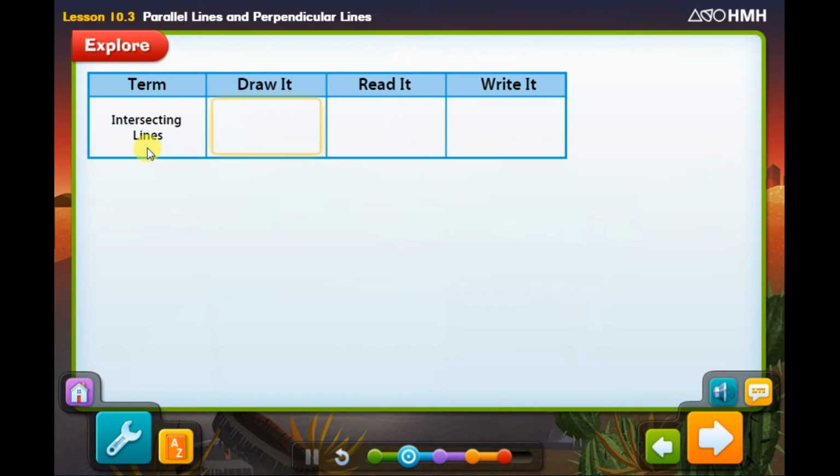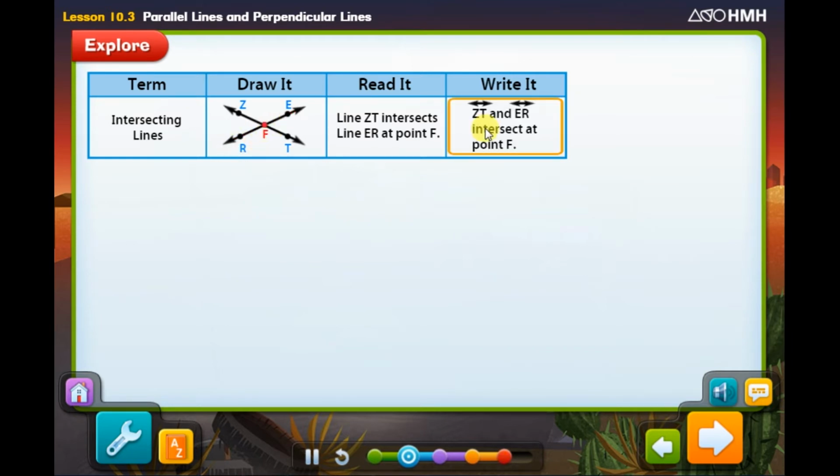So first, intersecting lines are lines in a plane that cross at exactly one point, and they form four angles between each other. So let's see how its shape looks. Here's one example of intersecting lines. Notice that intersecting lines form four angles. To describe this diagram, you say line ZT intersects line ER at point F. You can also write it like this.